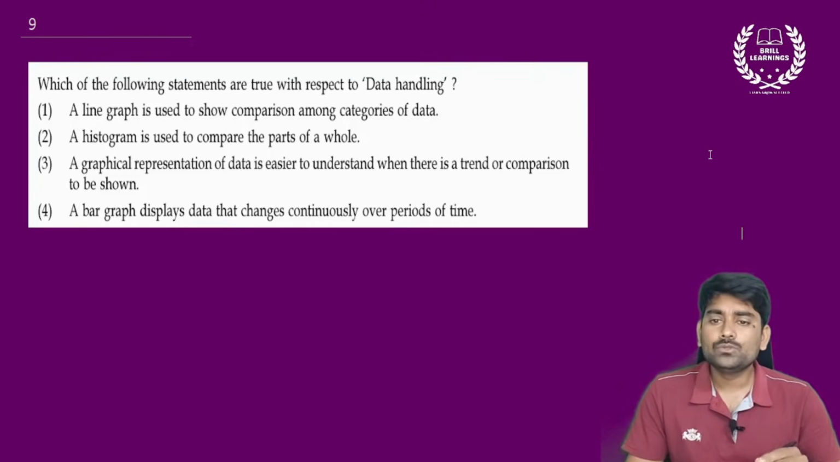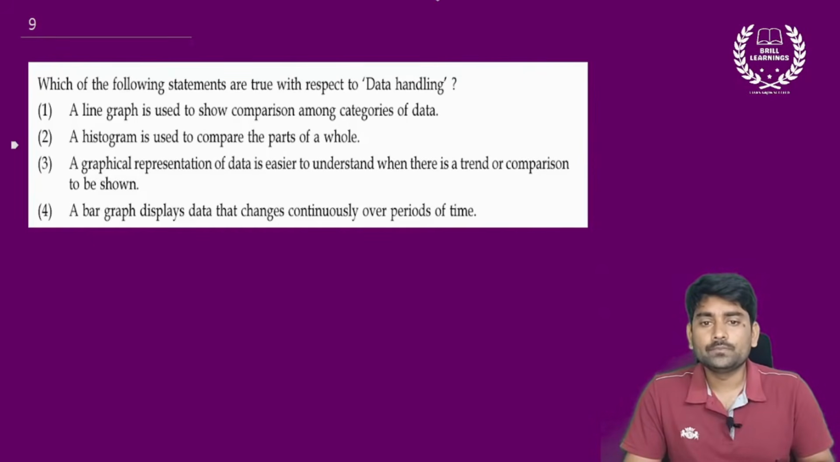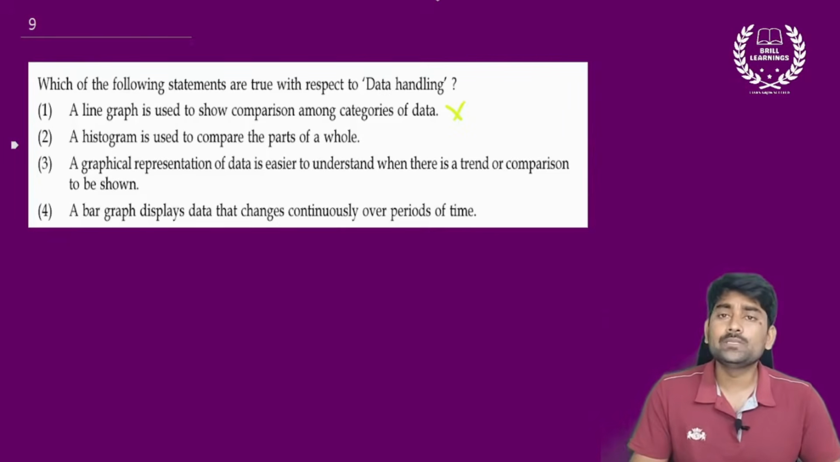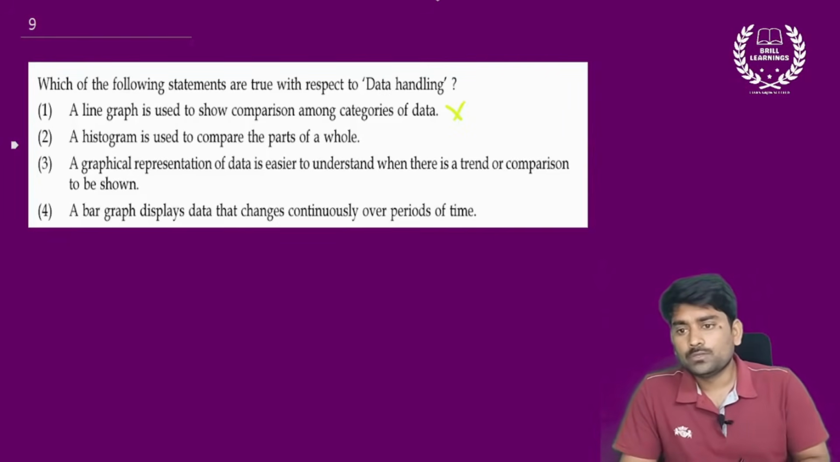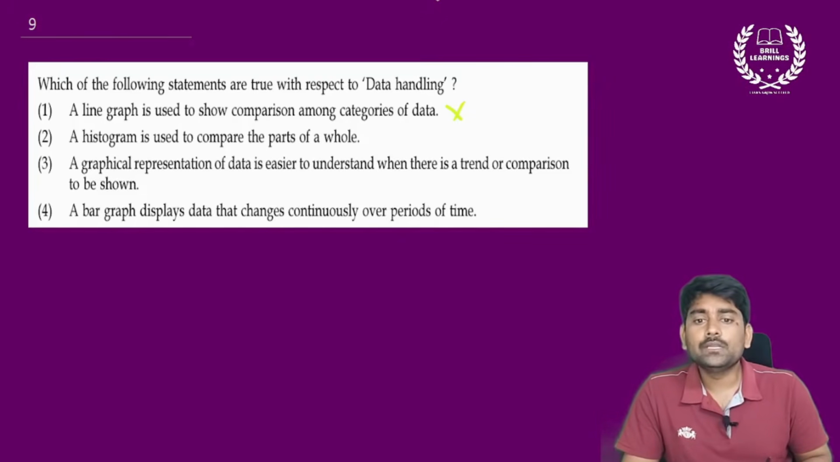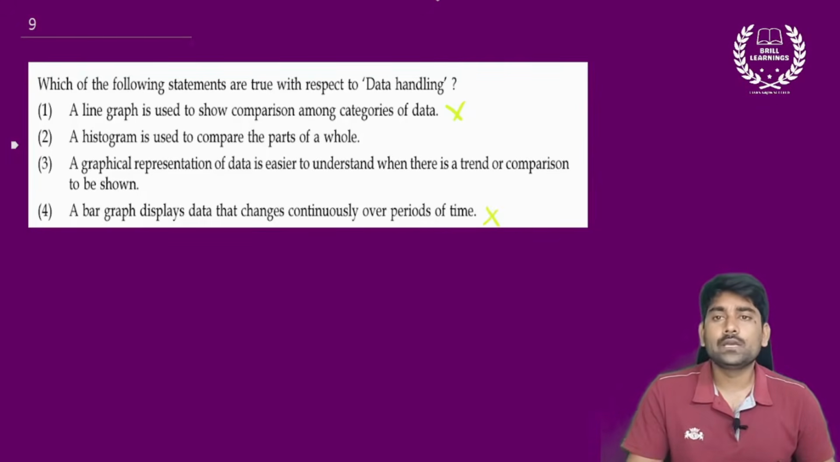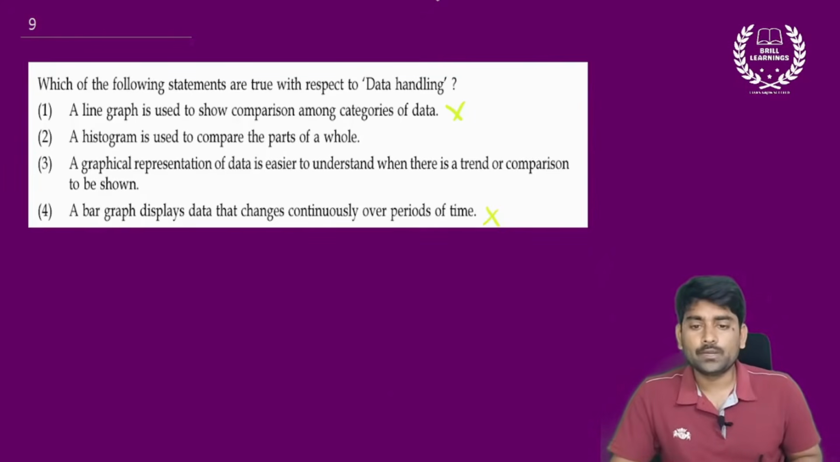A line graph is used to show comparison among the categories of data. It is wrong. Actually, a line graph displays data that changes continuously over a period of time. If you observe the fourth statement here, a graph that displays data that changes continuously over a period of time, it is also wrong. Why? A line graph displays data that changes continuously over a period of time.